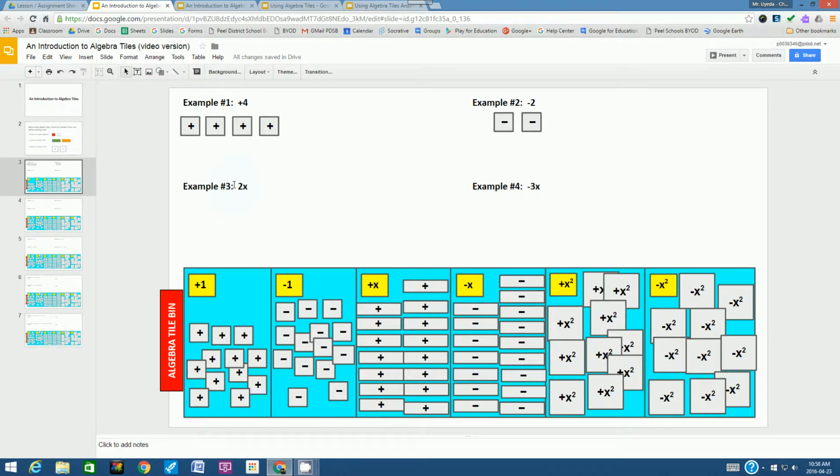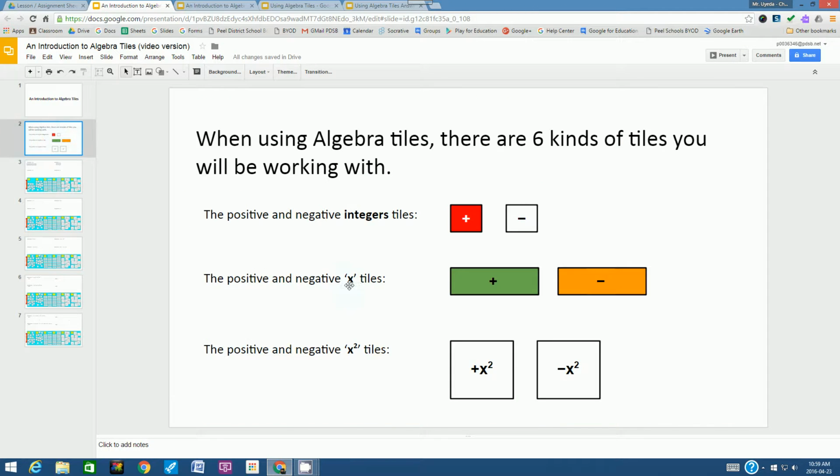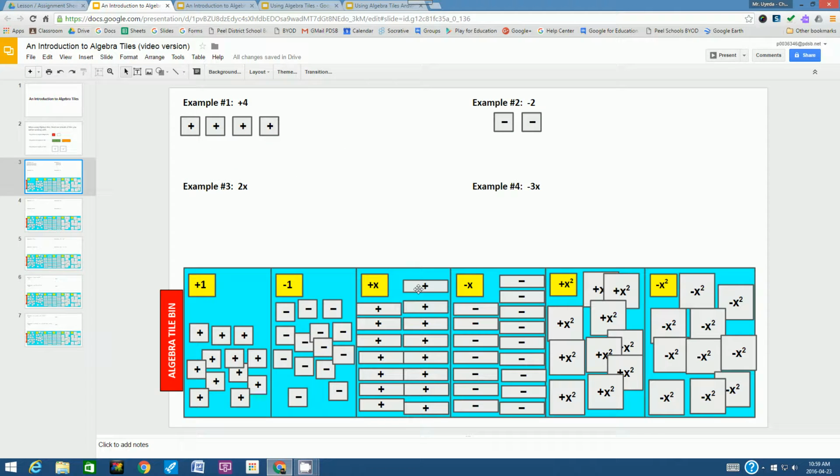All right, let's go to example 3, 2x. If you have to look back on slide 2 to remember what an x tile looks like, that's what it looks like. So we have 2x, and it's positive x, so we have to use our positive x tiles. So here we go, this is how we represent 2x. Now, keep in mind that these algebra tiles are completely different from our integer tiles.